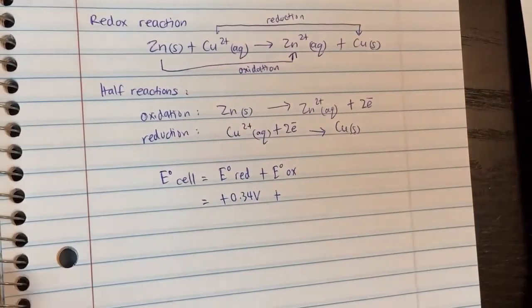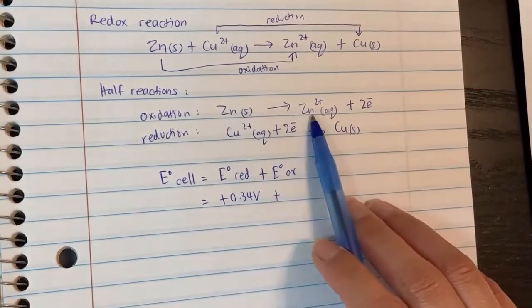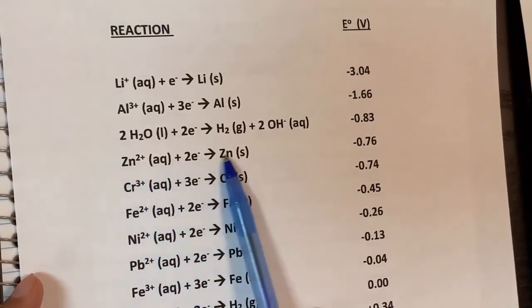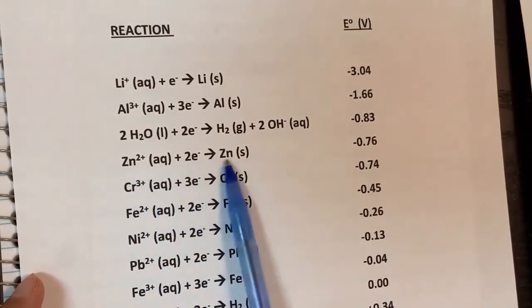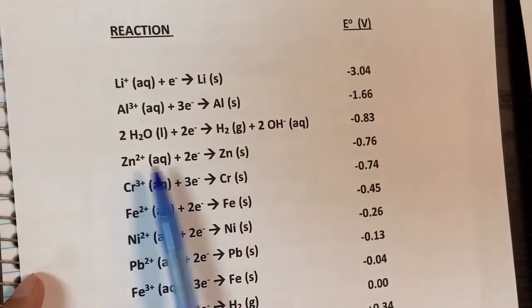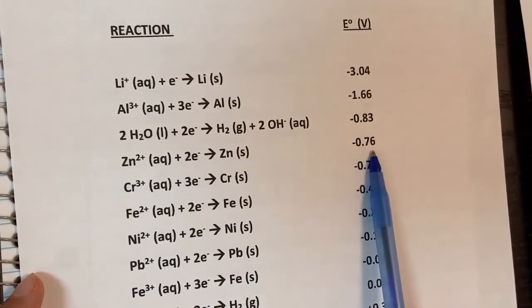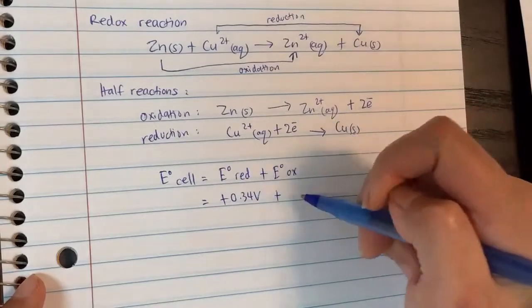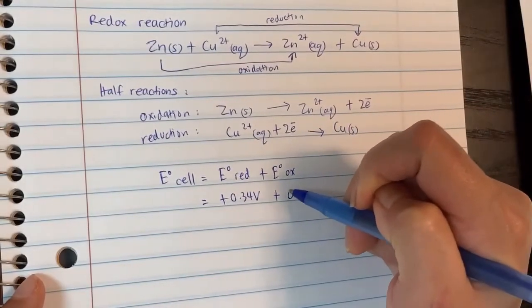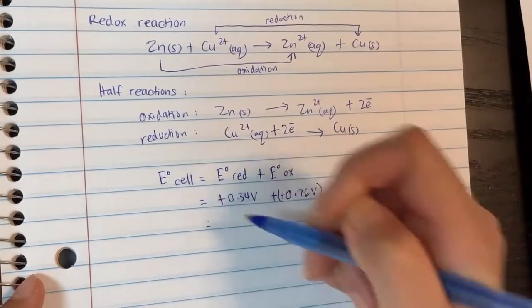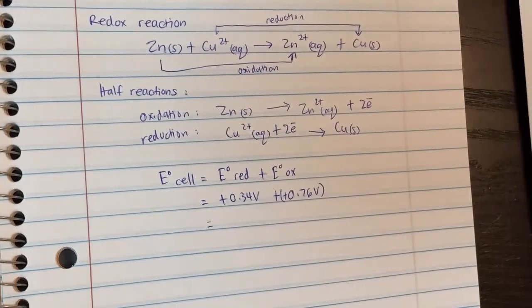Okay, now the next thing is let's look for oxidation for zinc. This time, remember, we're looking for zinc going to zinc 2 plus, losing 2 electrons. Obviously they don't have a zinc oxidation reaction, they wrote it as reduction, but you can see that zinc going to zinc 2 plus is the opposite of this line. So instead of negative 0.76, the oxidation value would be positive 0.76. So you would say this is positive 0.76. And then you add it up, and in this case you get 1.1.